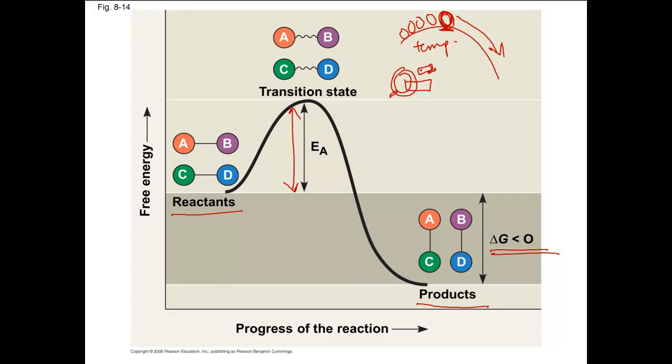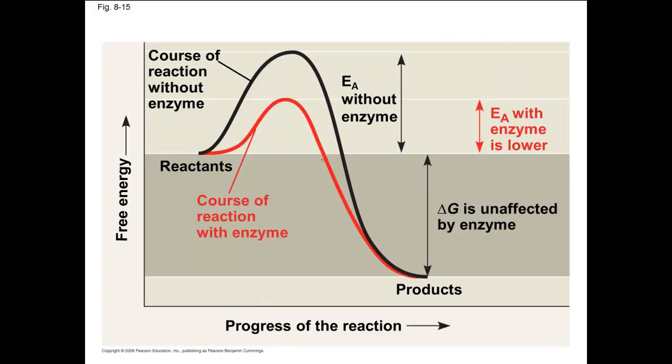and the reaction moves from reactants to being products. What an enzyme does is it decreases the amount of energy, that activation energy, required for that reaction to proceed further. With the presence of enzyme, the activation energy is decreased. Okay. Remember, the delta G is not affected by the presence or absence of the enzyme. Delta G is as is. That doesn't change. That doesn't get affected.